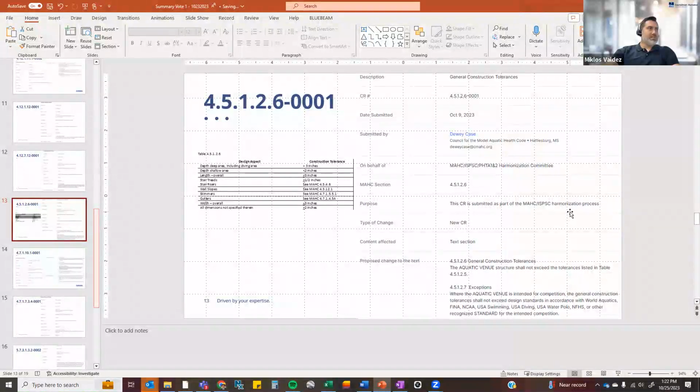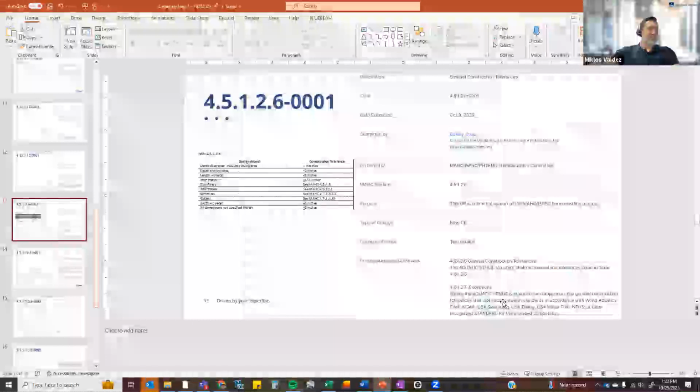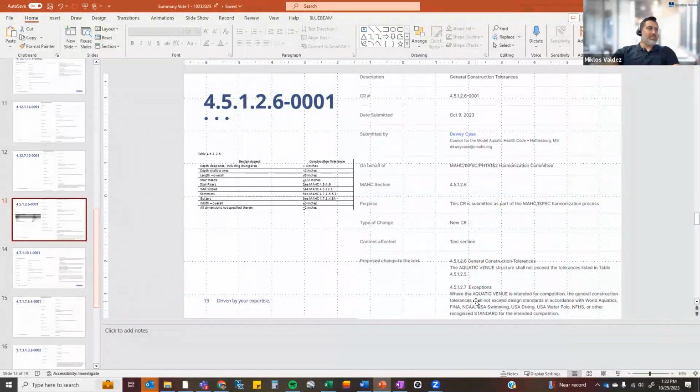4.5.12.6, general construction tolerances, again, part of the harmonization committee. Just taking this construction tolerance table and adding it into the aquatic venue section. The exceptions would be where the venue is intended for competition and the tolerances need to be within World Aquatics, NCAA, USA Swimming, and other standards for competition, which are generally less than this construction tolerance. Any issues?